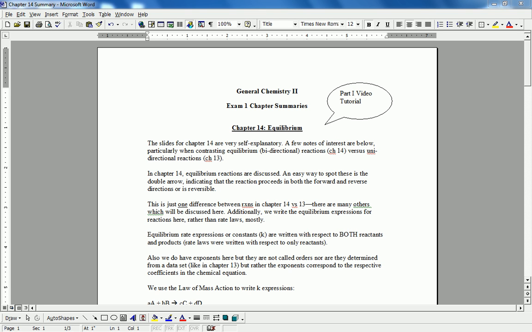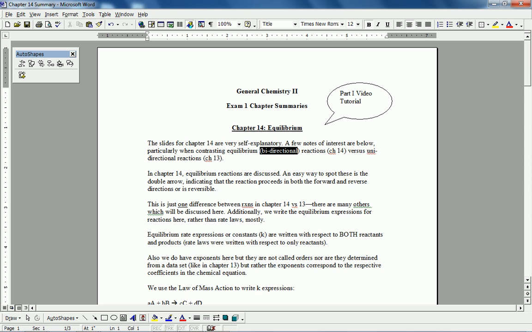This tutorial is going to cover equilibrium topics that are discussed in Chapter 14 and somewhat compare and contrast them to reactions and topics discussed in Chapter 13, because there will be many differences here. First and foremost, of course, is discussing what equilibrium reactions are, which are bidirectional reactions.